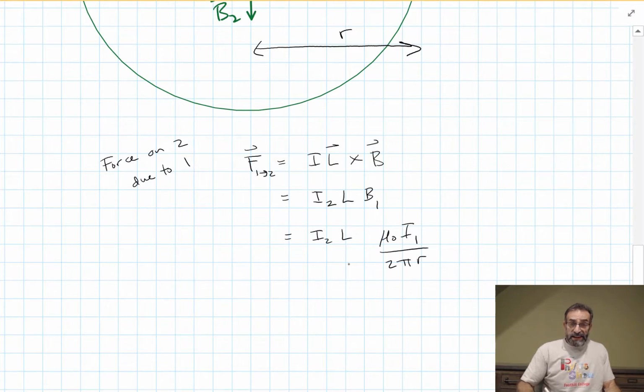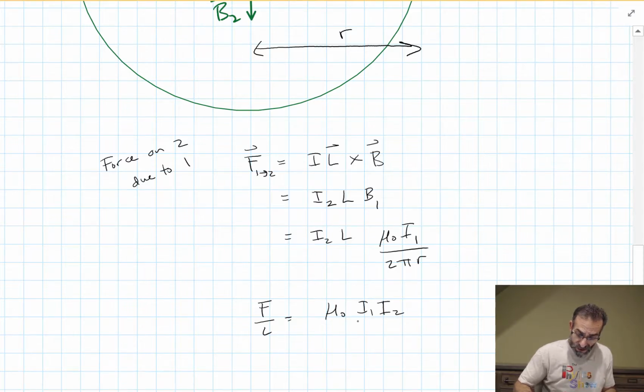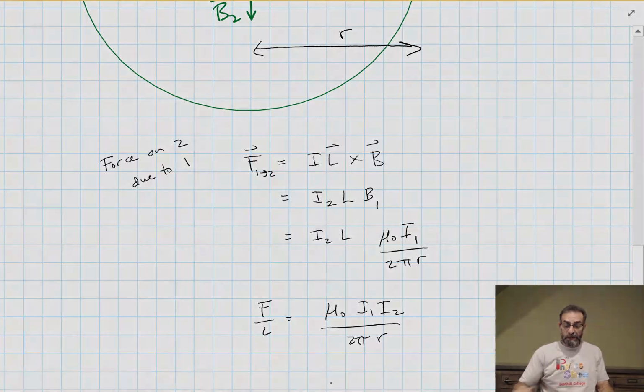Because we have this length in here, the length of the wire that's in the magnetic field, these are infinitely long wires. What we usually do is say, what's the force per unit length on the wire? So I have the force divided by the length is equal to mu naught I1 I2 over 2 pi r.